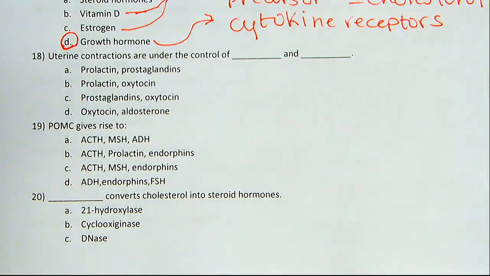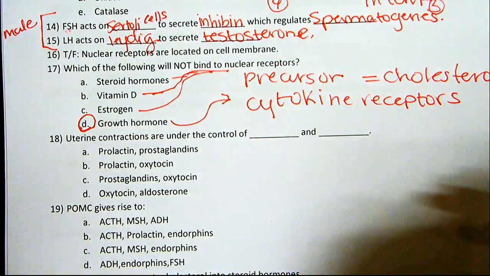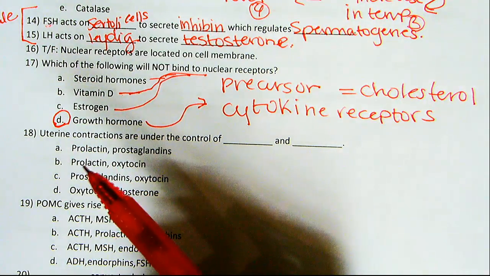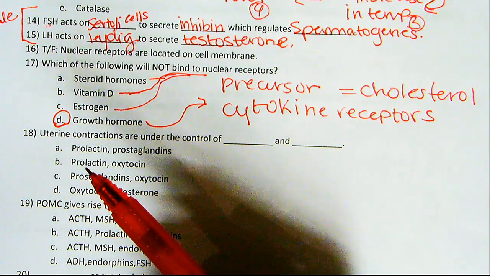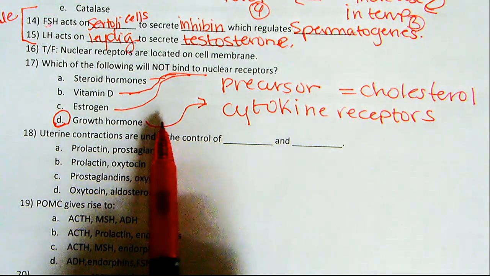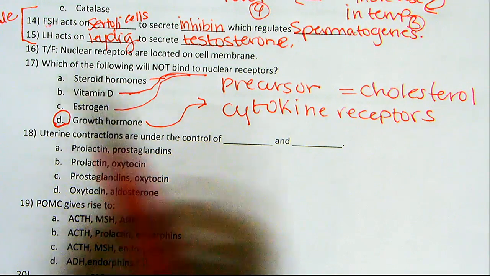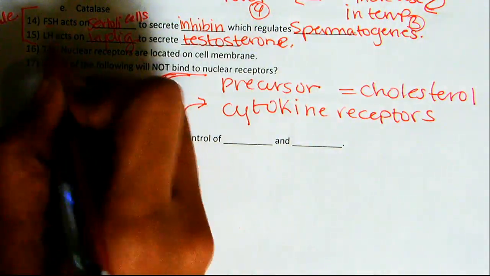Okay, so number 16. Nuclear receptors are located on cell membranes. True or false? It's false.